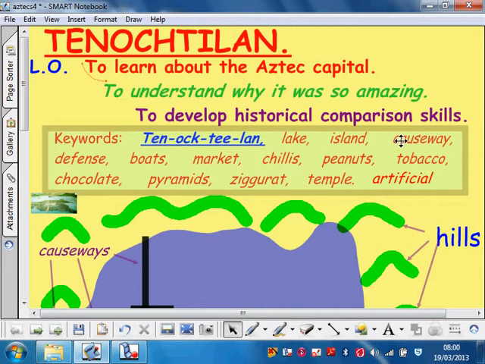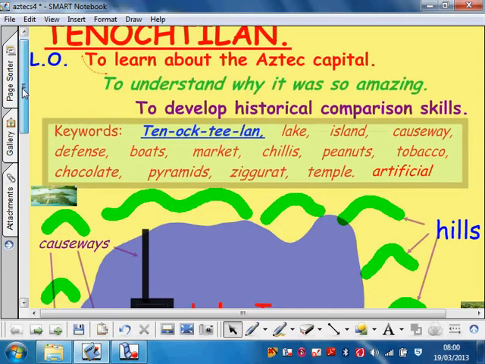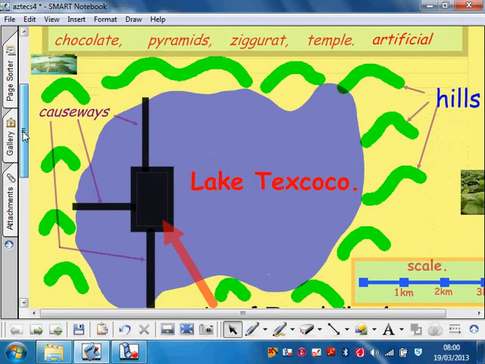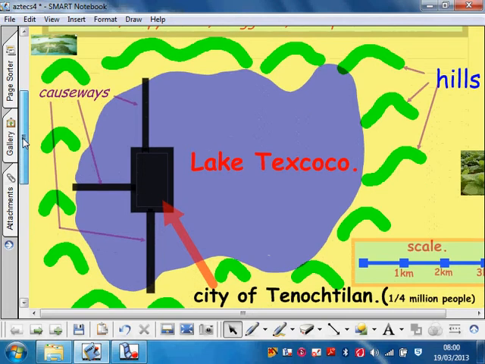Lake, island, causeway, a raised roadway out of a river or lake, not a bridge. Defence, boats, market, chilies, peanuts, tobacco, chocolate. Pyramids, ziggurat, I'll explain that in a minute. Temple, artificial.